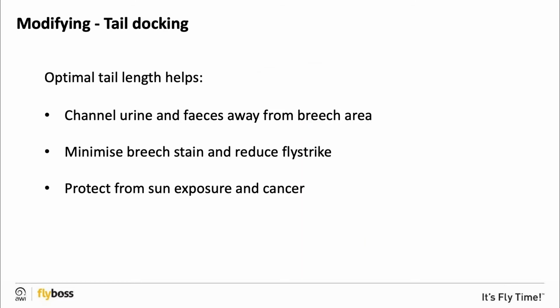Another long-term preventative activity relates to docking lamb's tails to an optimum length when marking. Wool that is stained or wet from urine and feces can attract flies. So there's an optimal tail length which helps channel urine and feces away from the breech area. This also minimizes stain around the breech and reduces fly risk throughout the sheep's life. Appropriate tail length also helps prevent prolapse, which is common in sheep with very short tails, and protects soft tissue from cancers caused by sun exposure.